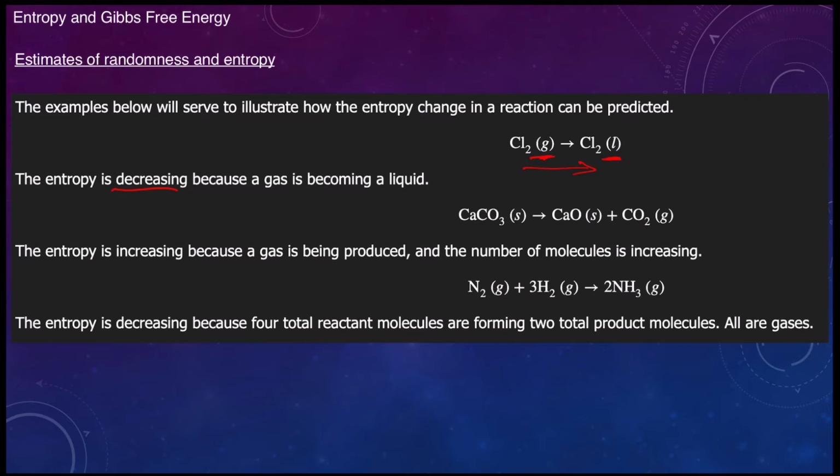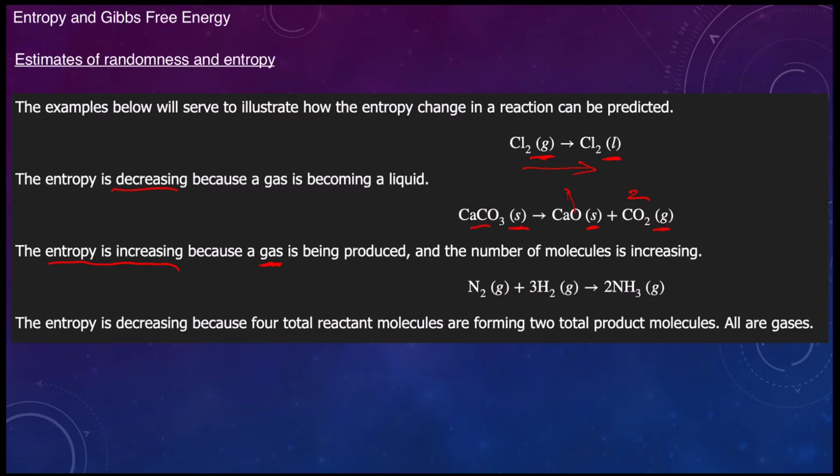Now if we have a look here, we're going from a solid, calcium carbonate, and we've got another solid forming, and we're actually forming a gas as well, so we have increasing entropy. Entropy is increasing because we're producing a gas, which has high entropy, from a solid, and also the number of molecules is increasing as well, so we've gone from 1 on our reactants to 2 molecules over here in our products.